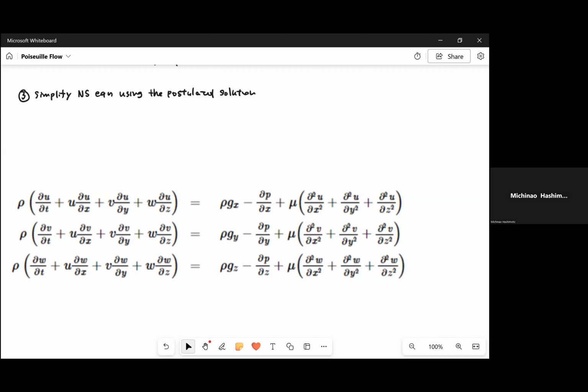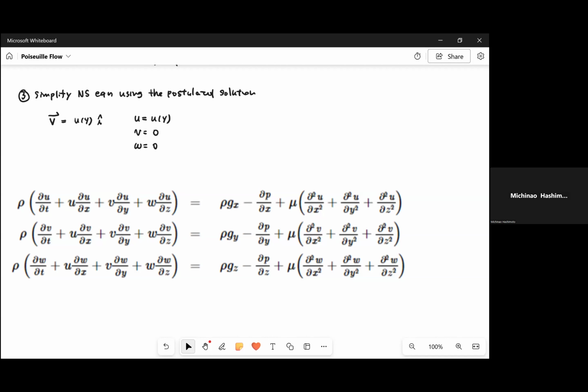Okay, so let's continue to the next step. The next step is to simplify the Navier-Stokes equation using the postulated solution. In this case, we postulated that the velocity equals u of y in the i direction, and that's all, right? In other words, u equals u(y), v equals 0, w equals 0.